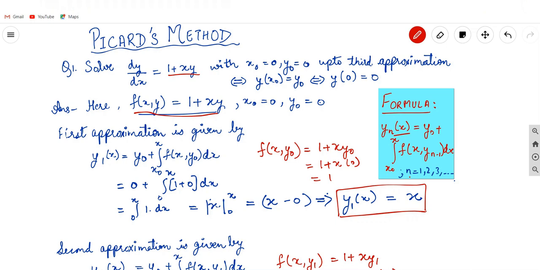Now you have the function 1 plus xy, so there you have to substitute y naught in place of y. In this question the value of y naught is 0, so automatically this function comes out to be 1. So in this you have to just integrate 1 dx. The integral of 1 is nothing but x. When you apply the limits, you will get the value of y1(x), that is x.